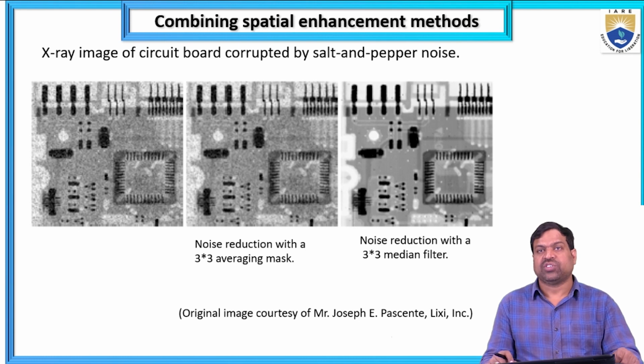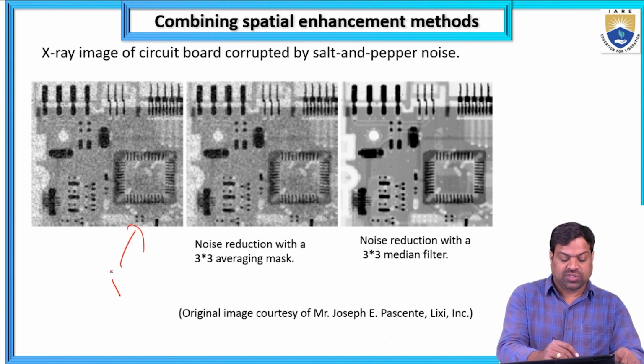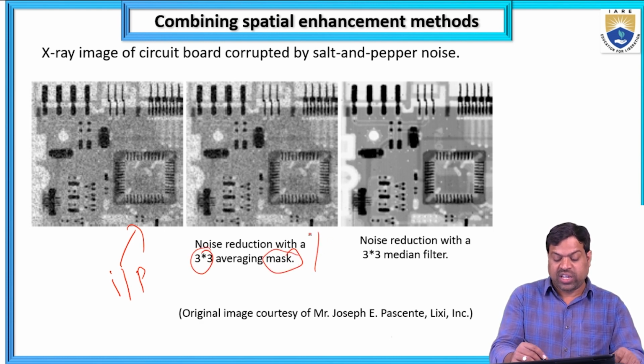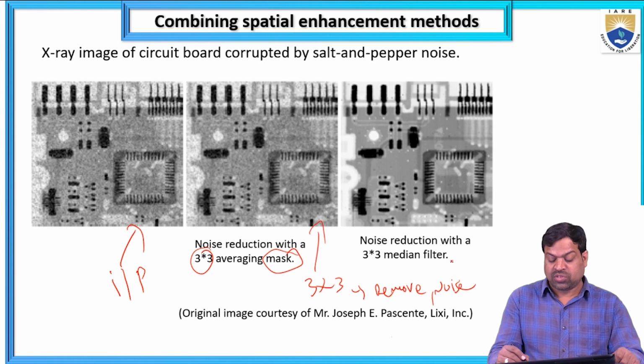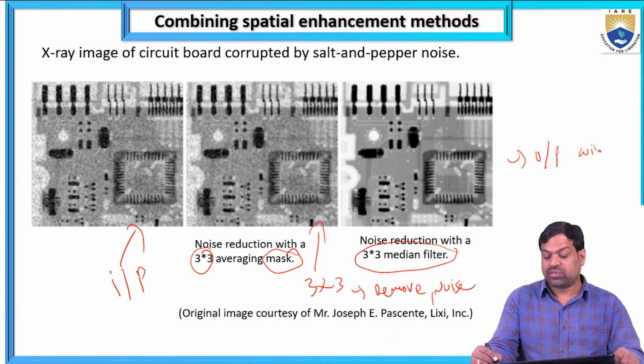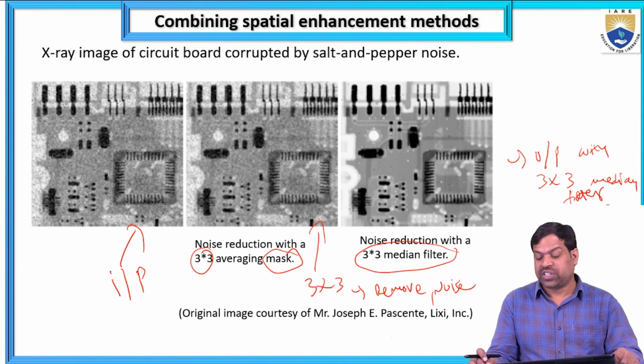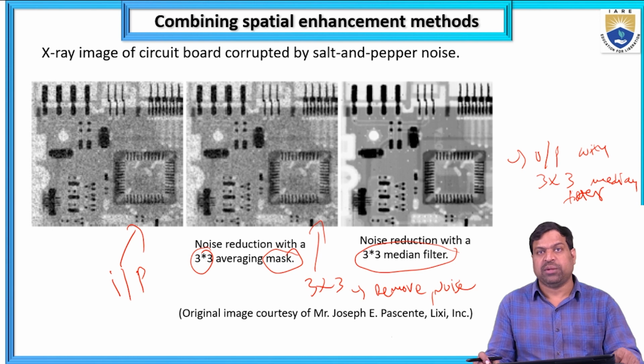So here is an X-ray image of a circuit board corrupted by salt and pepper noise. The first one is the input image. Here is the noise reduction with a 3 by 3 averaging mask. Okay, here I am applying a 3 by 3 mask to reduce or remove noise. Then noise reduction with a 3 by 3 median filter. I am taking the output with a 3 by 3 median filter. The median filter is also used as a low pass filter. Okay, so it is one example of an X-ray image of a circuit board corrupted by salt and pepper noise.